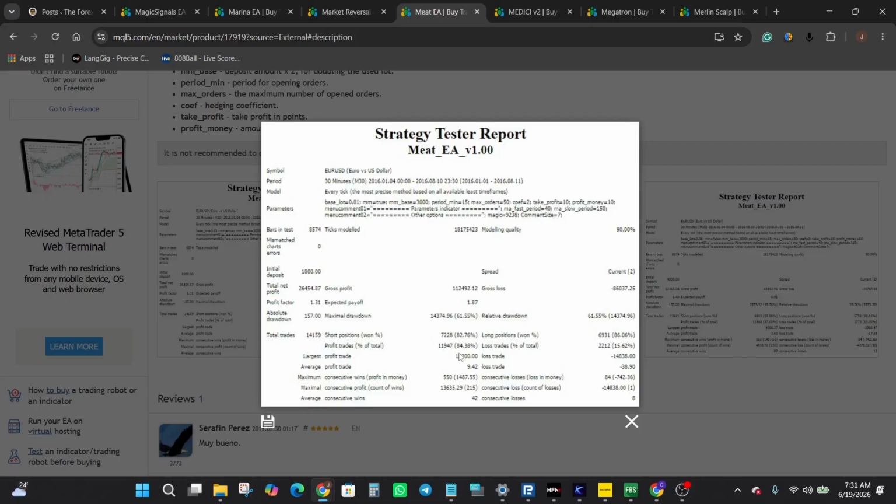So the win rate is okay actually. And here we have the average profit as 9.42, but the average loss is 38.9. So that means that the risk to reward ratio is bad. So it's a combination of good win rate and bad risk to reward ratio. But at the end of the day, it still generated a net profit in positive.